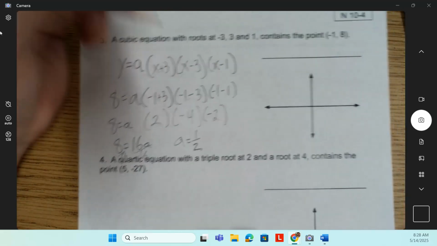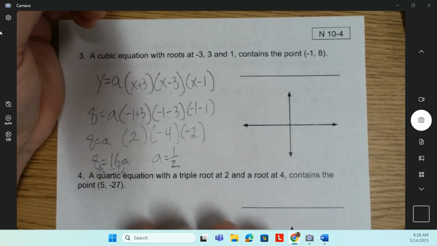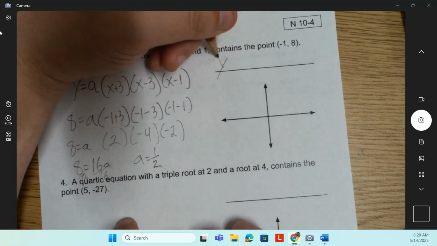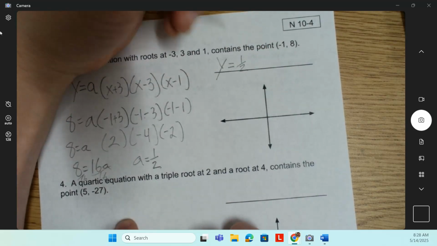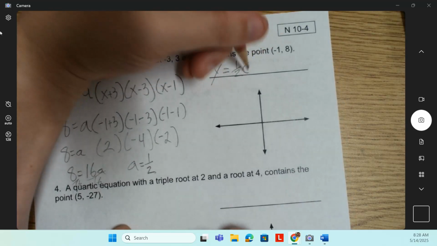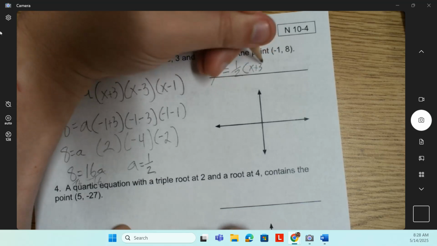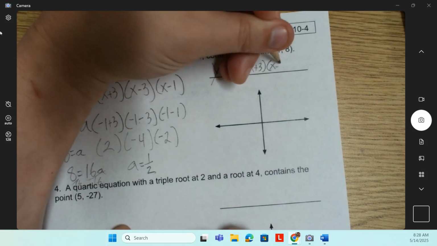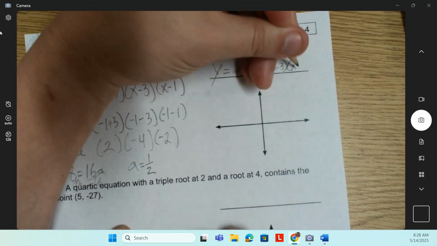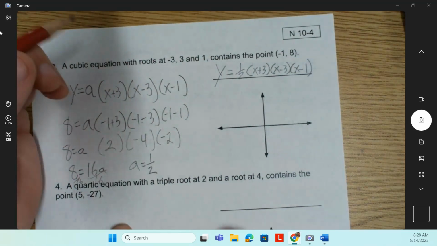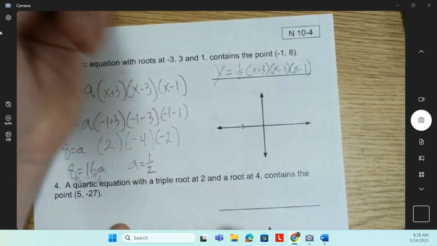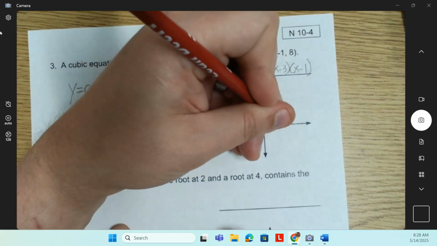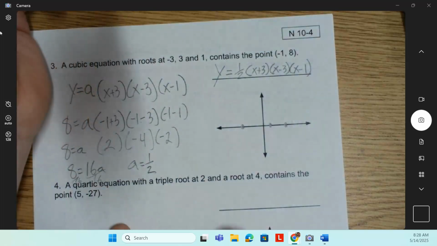So even when I've got a fraction here, it's a positive fraction, so not going to change the way that we're graphing it. So 1/2, and then x plus 3, x minus 3, x minus 1. And again, it's given us our roots. We have a negative 3, a 1, and a positive 3.